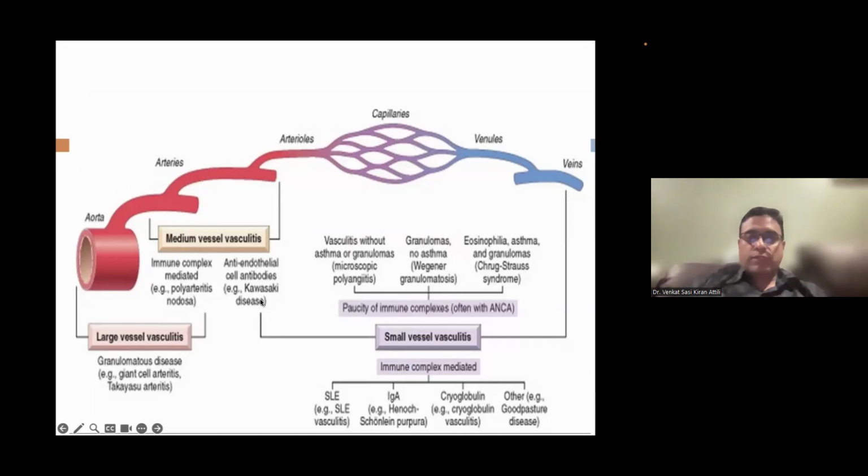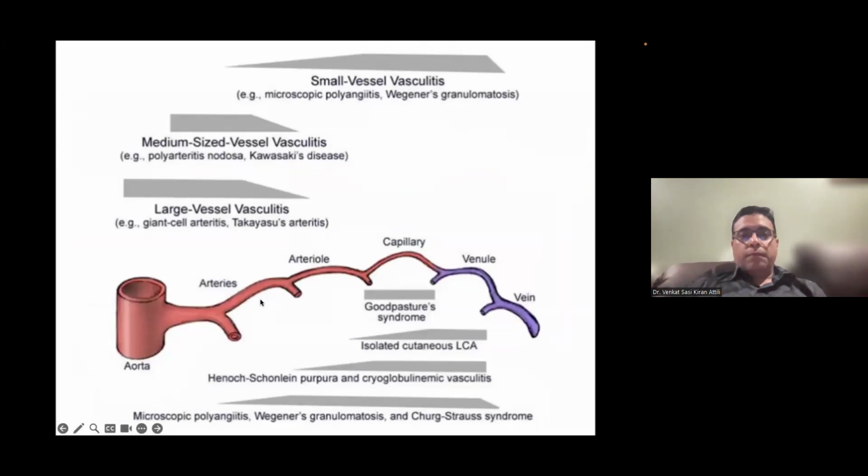is PAN or Kawasaki. But remember, the so-called small vessel vasculitis, which includes HSP, cryoglobulinemic vasculitis, etc., can affect also the medium vessels. So just because there is medium vessel affection, it does not mean it's a medium vessel vasculitis. The diagnosis of medium vessel vasculitis has to be based on a number of other criteria, which I'll discuss later.